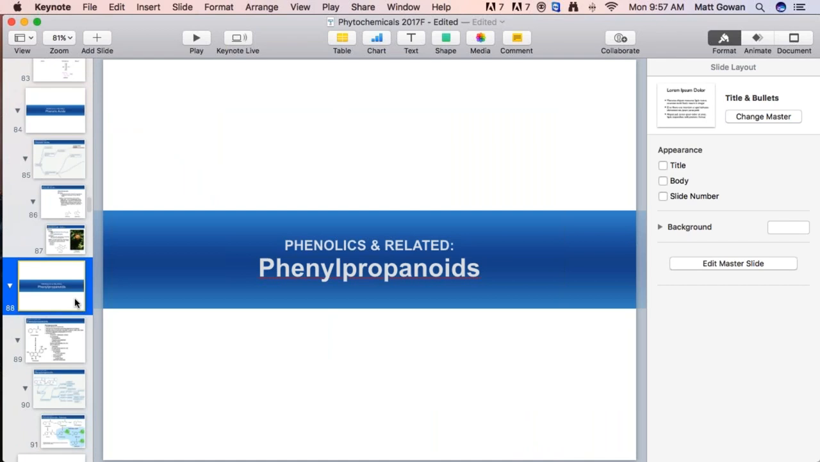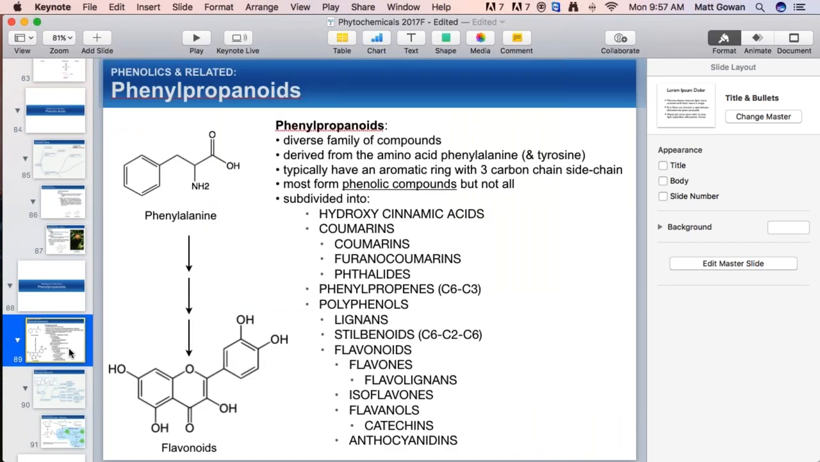Now, the next group of compounds we're going to talk about are the phenylpropanoids. Now, you probably remember from biochemistry class, phenylalanine and tyrosine. So phenylalanine is basically the precursor for tyrosine. Tyrosine is the same structure with an OH group on the benzene ring there. And these two amino acids can be used as building blocks for all the other various phenol compounds we're going to talk about.